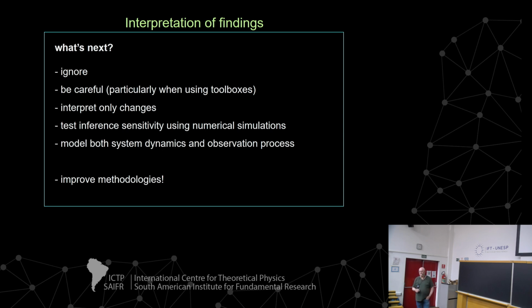In many cases, because we have all these influencing factors, it might be advisable to only interpret changes, and only that. Not the network as it is, but if you see a change in time under different conditions, that might be more interesting and might also give you more information about structure-function relationships than looking at the properties themselves. You would need to test inference sensitivity, and if you have some kind of models, do numerical simulations to know what you have done. At least it gives you some kind of trustability. And when you do that, you would need to model system dynamics and the observation process, because the observation process induces specific topologies in the networks.